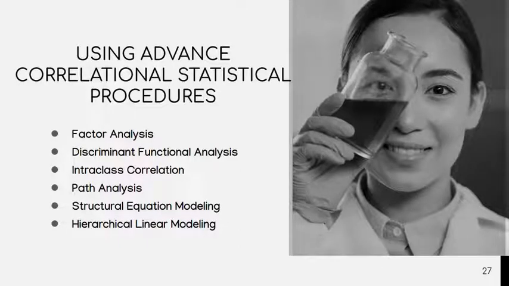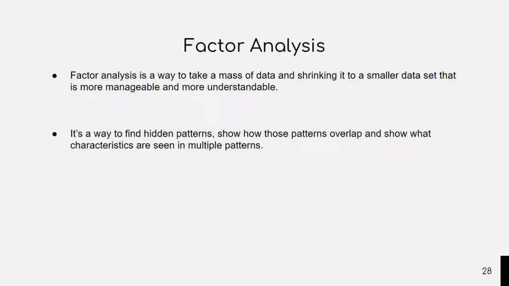We'll start with the first one, which is factor analysis. Factor analysis is a way to take a mass of data and shrink it to a smaller data set that is more manageable and more understandable. It is a way to find hidden patterns and show how those patterns overlap and show what characteristics are seen in multiple patterns. In order to reduce the larger number of variables, we break them into smaller sets. This approach looks for clusters of variables in which all the variables in the cluster are highly correlated and have low correlations with others.